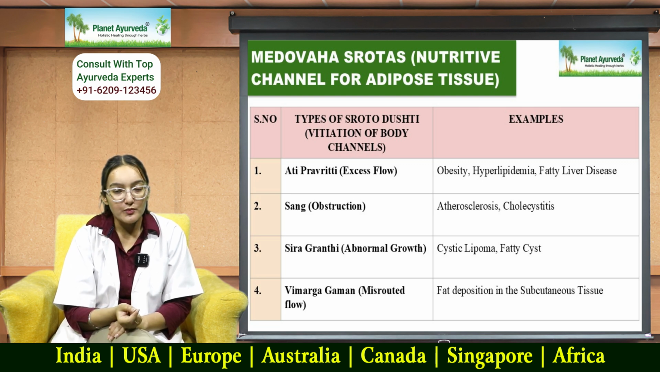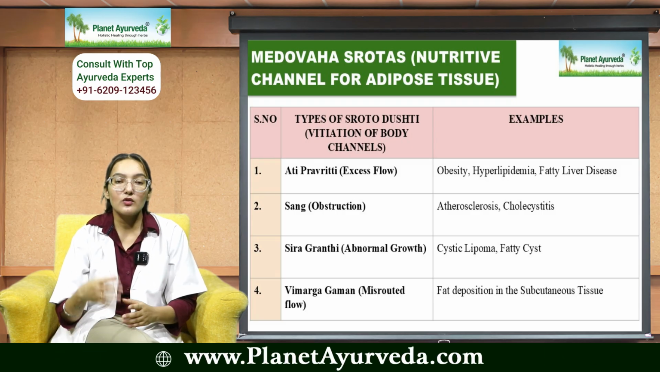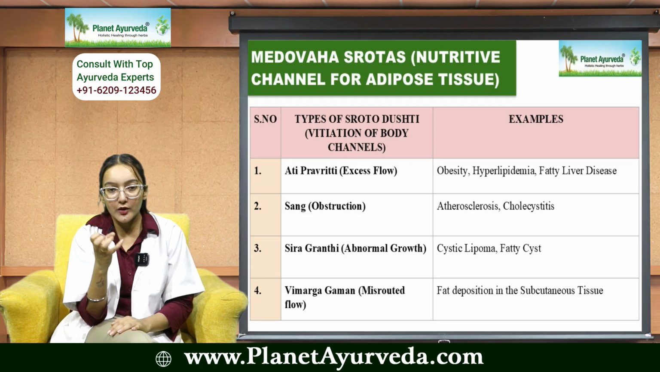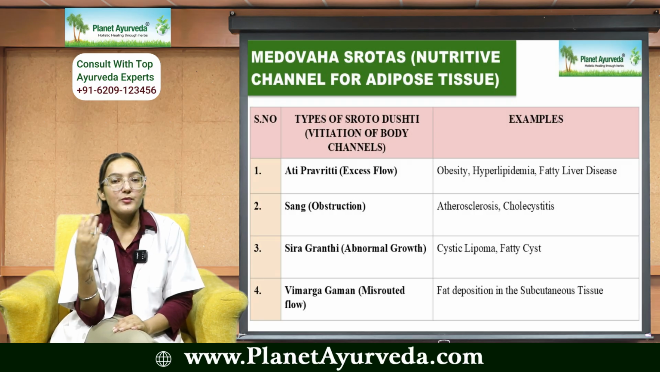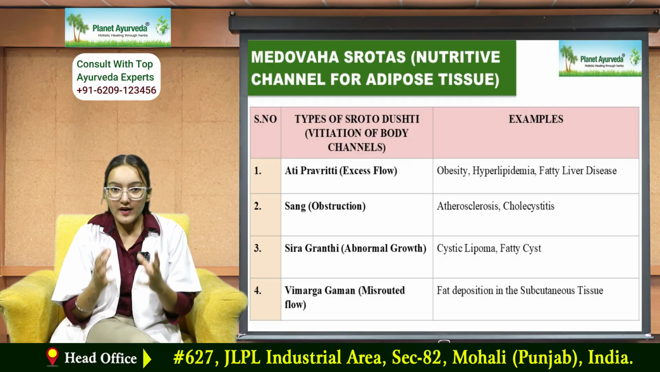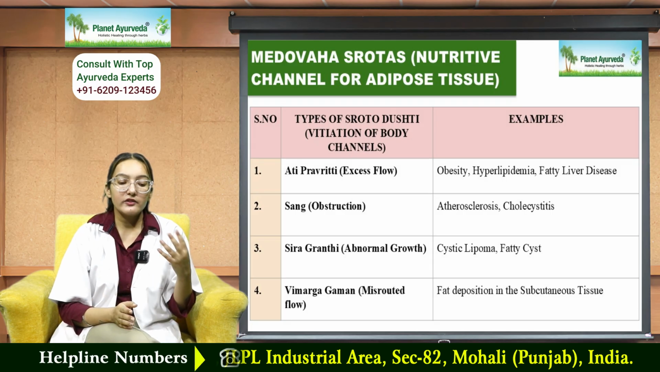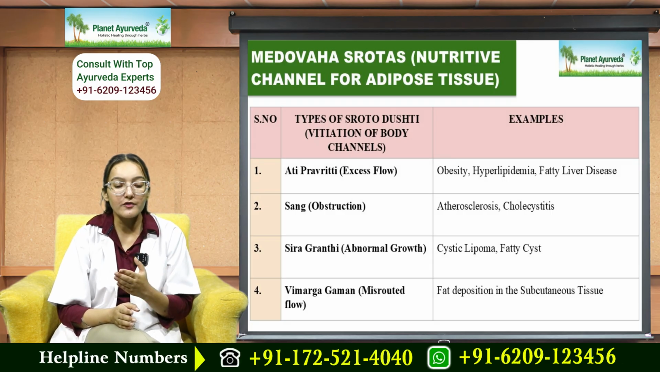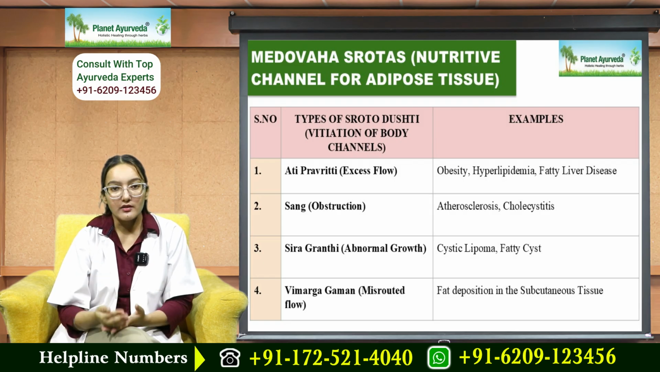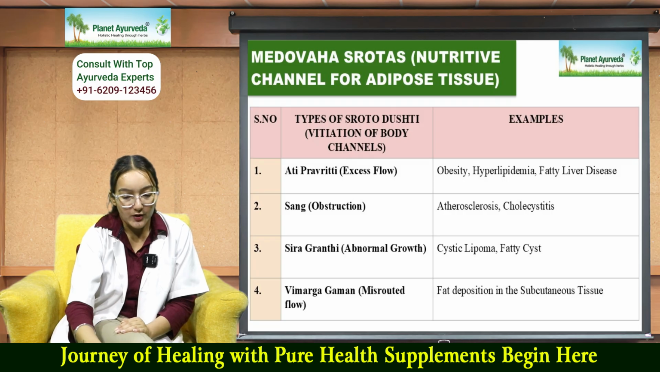Cystic lipoma one may experience, that we have discussed in case of muscle tissue also. So fat tissue will accumulate at one side and form the lipoma structure. Then comes fatty cyst, a cyst of fat cells. Then comes Vimargagamana or the misrouted flow. So what will happen if there is misrouted flow of nutritive channel for adipose tissue? So fat deposition in the subcutaneous tissue. Subcutaneous tissue means that which is beneath the skin. So there will be fat deposition.